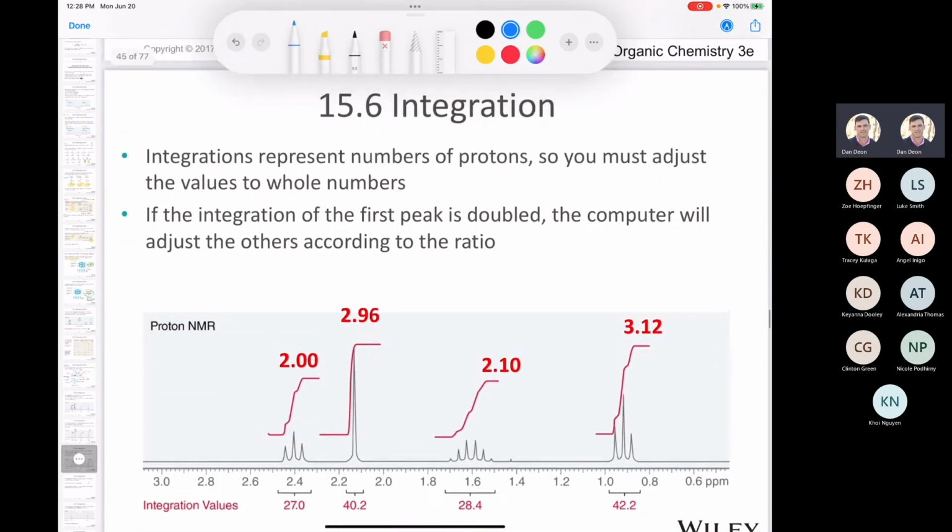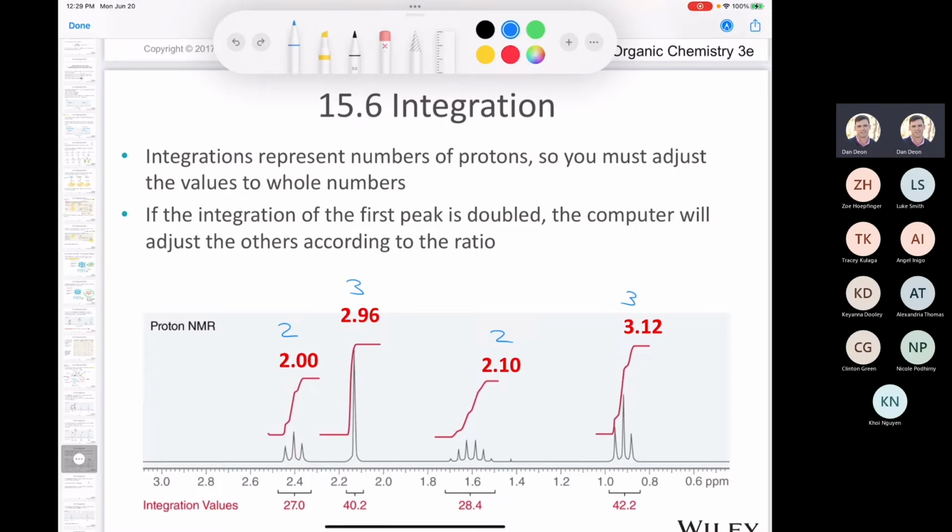Go down here and we see we get numbers that are close to 2, 3, 2, and 3. And so what we say now is that the relative number of protons here is a ratio of 2 to 3 to 2 to 3. Now what's interesting here is that even though we have whole numbers, 2, 3, 2, and 3, you might think, well, if I add 2 protons plus 3 protons plus 2 protons plus 3, that gives me a total of 10 protons. So that means I have exactly 10 protons in this molecule.